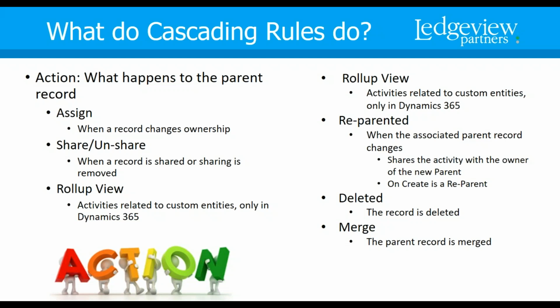This is simply when a record's ownership changes. So if we have Mike's Truck Stop, I'm the owner of Mike's Truck Stop in Dynamics. And then I'm going to reassign that to Christina. Okay, so I reassign that to Christina in CRM. And that's the contact. Activities are the child entity. The cascading rules will go under the action. Simply, the assign is the action, and then we have rules that come off of it. Share and unshare, just like it sounds, when a record is shared or sharing is removed.